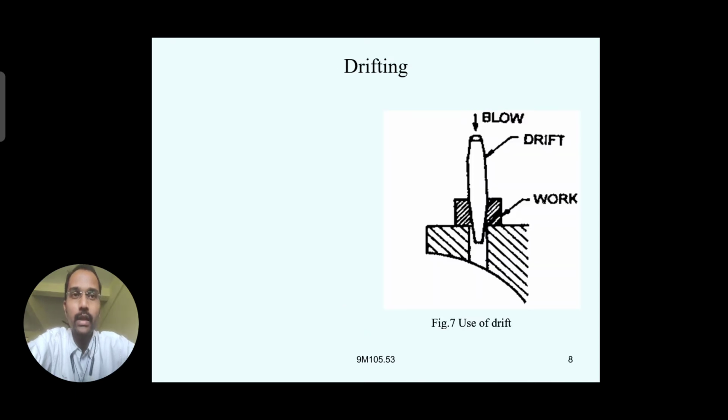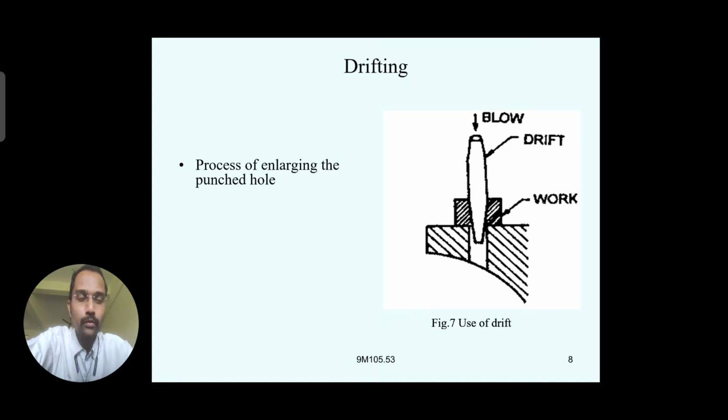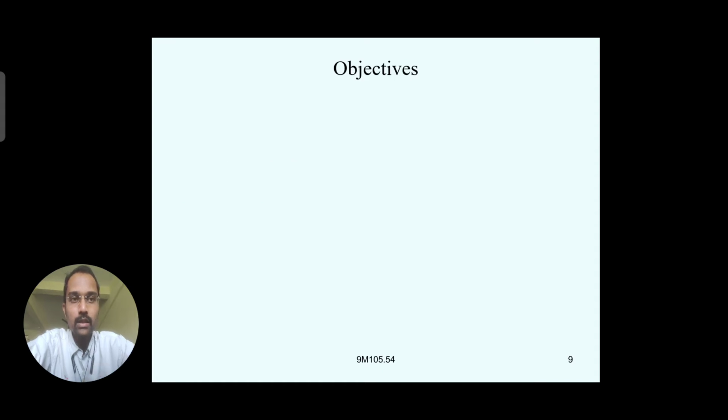The next one is drifting, as the punching is followed with a drift, right? It is used for enlarging the punched holes, or if you want to get a smooth finish on an already punched hole, generally we prefer the drifting operation, where the tool we have to use is a drift tool. So the drifting is the process of enlarging the punched holes. Similar to punches, drifts are also available in different shapes and different sizes.